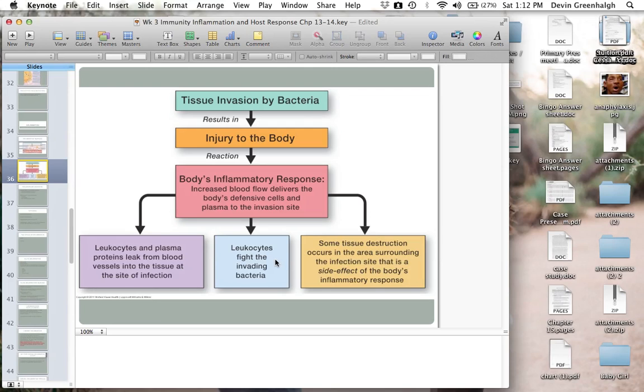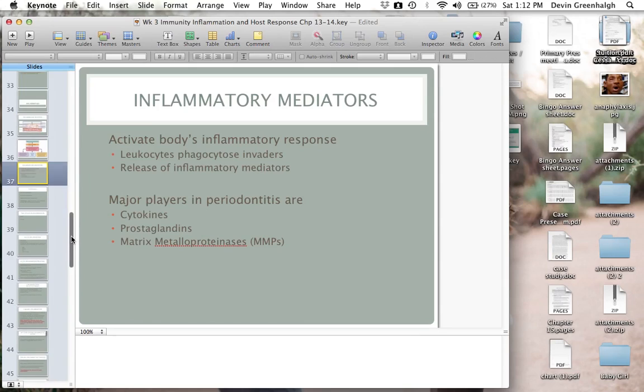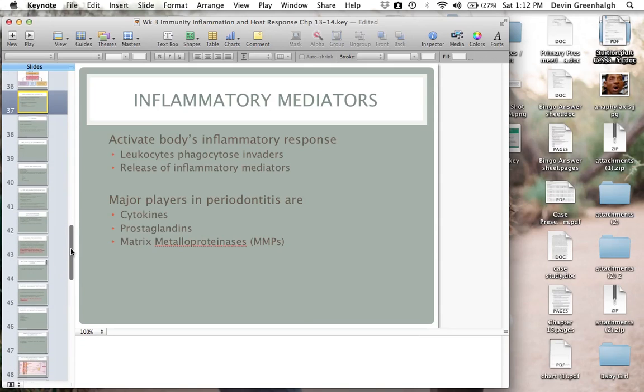Leukocytes fight the invading bacteria, and some tissue destruction occurs in the surrounding area of the infection, and that is a side effect of the body's inflammatory response. So the body is not trying to damage any more tissue, but in order to have an inflammatory response, some tissue damage occurs. Inflammatory mediators.